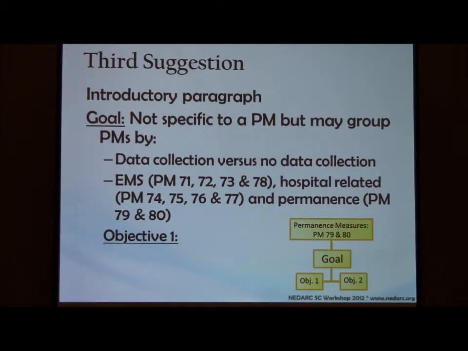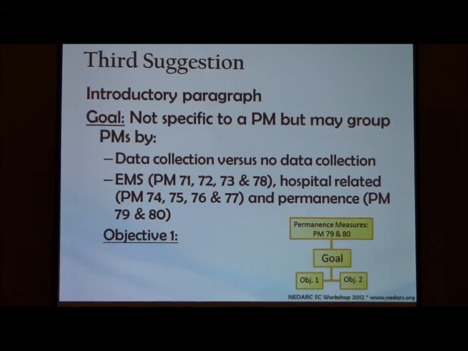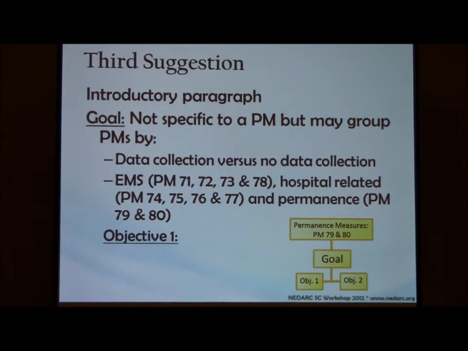For example, data collection versus non-data collection measures, and then have a goal for that group and objectives for that goal. Or you could also group them by the EMS, the hospital-related, and the permanence measures. And then again, have a goal for each of those groups and objectives for that goal. And again, the org chart kind of shows you that structure.